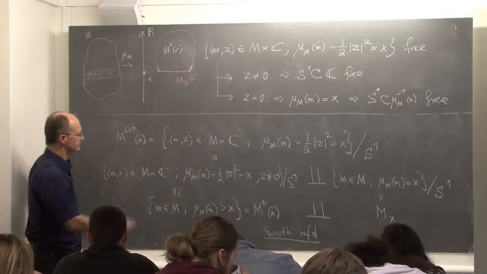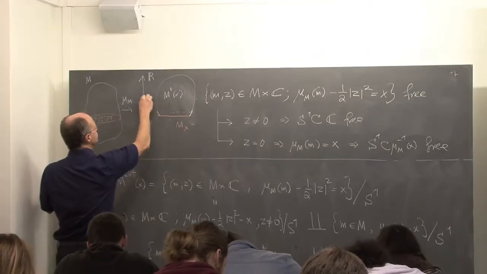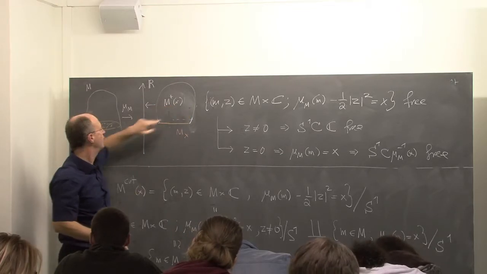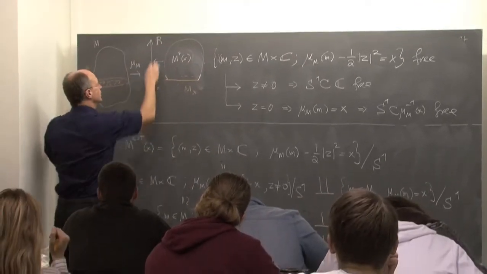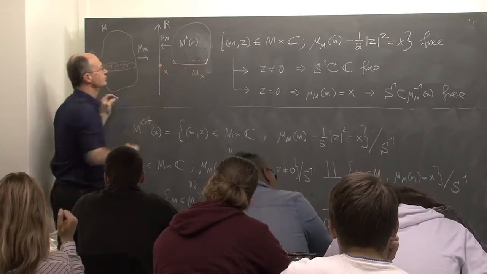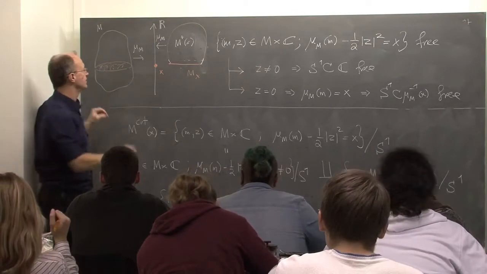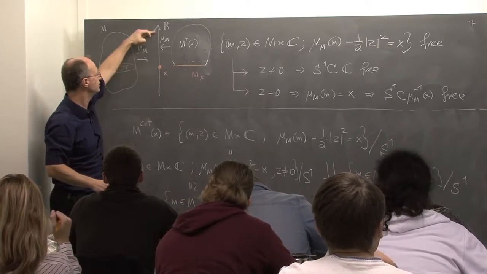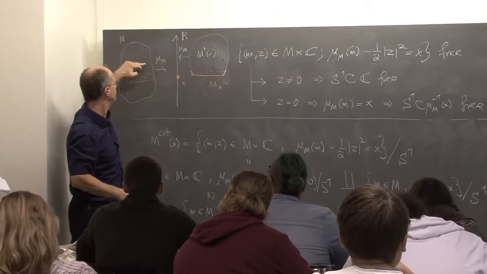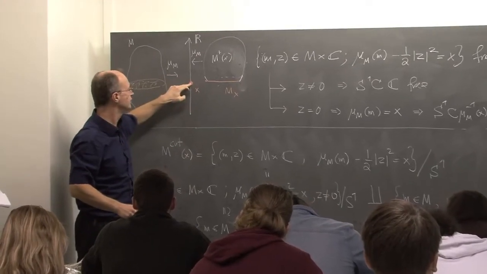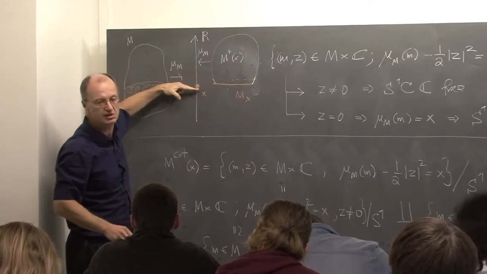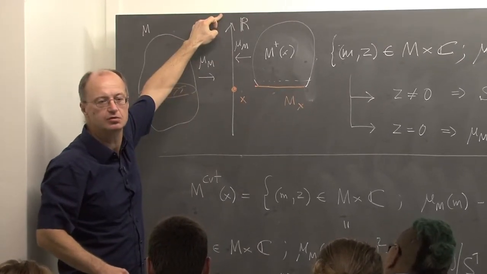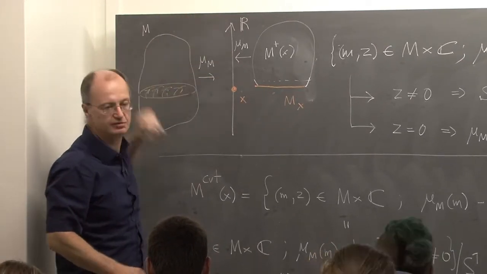Of course, in particular, we said that the moment map here on this part will be just a restriction of mu M. This means that the image of the moment map will be the image of the moment map of the original manifold intersected with the ray starting from X and going to positive infinity.